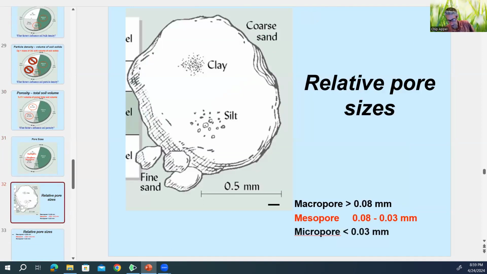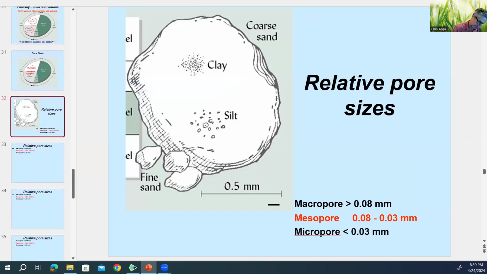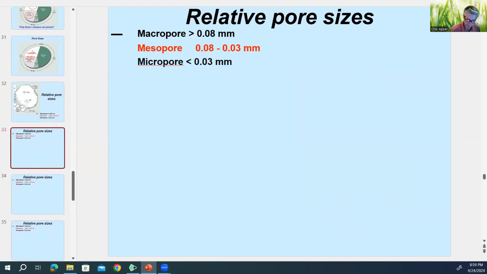Macropores are greater than 0.08 millimeters in diameter, right? So that's still pretty tiny, but macropores are classified as that. Mesopores are between 0.08 and 0.03, and micropores are less than that. All right, so let's break it down now. Let's talk about macropores.